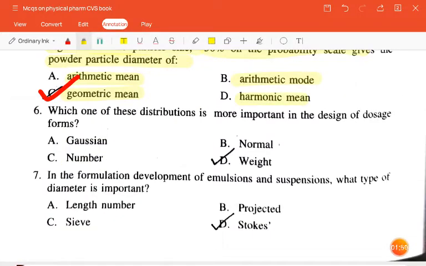Next question is: which one of these distributions is more important in the design of the dosage form? Gaussian, normal, number or weight. So the correct answer is weight.